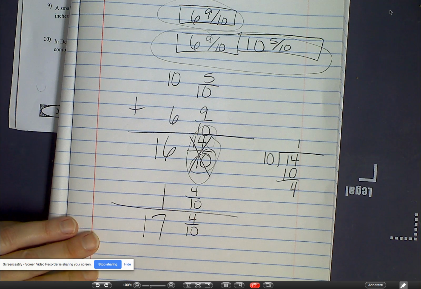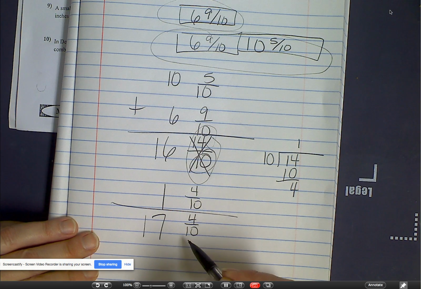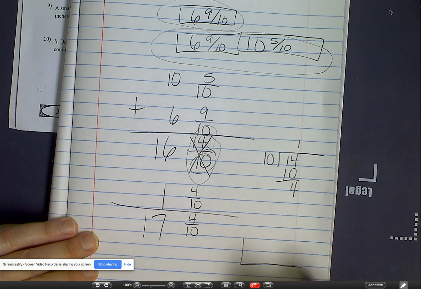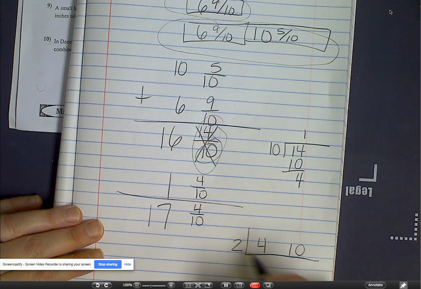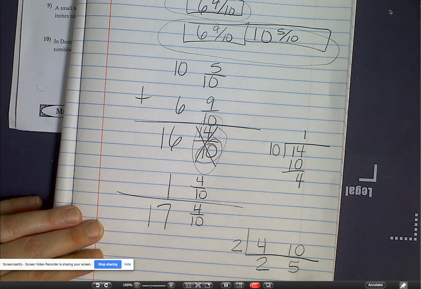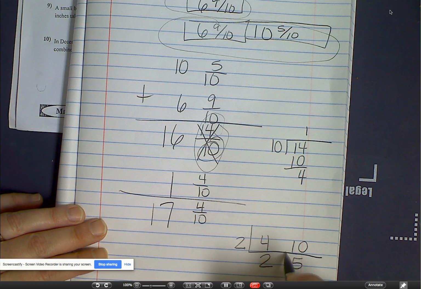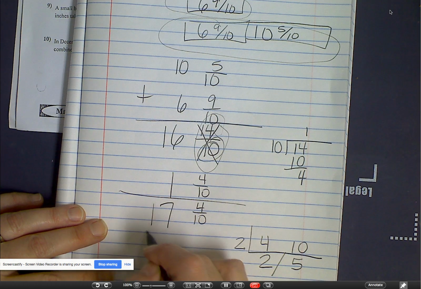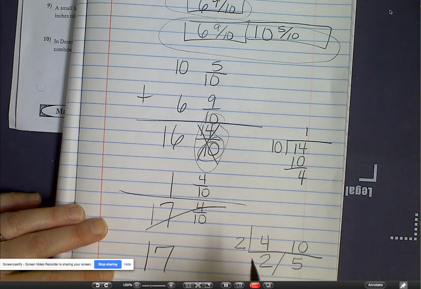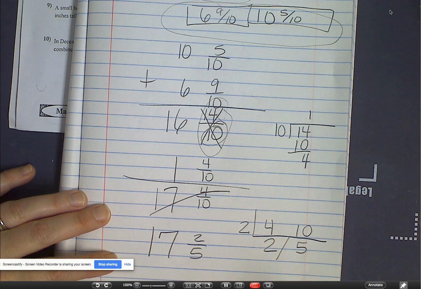But we're not done yet because I know both of these are even numbers. So I have to put it in the ladder, the 4 and the 10. I'm going to take out 2. 2 goes into 4 2 times. 2 goes into 10 5 times. Both of those are prime numbers, so we're done. So the final answer is 17 and 2/5.